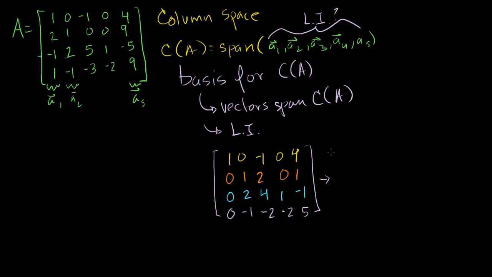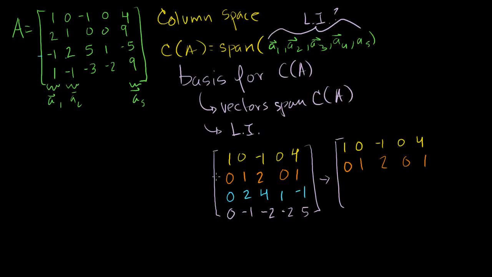Now let's do another round of row operations. Well, we want to zero all of these guys out. Luckily, this is already 0. So we don't have to change our first row or our second row. So we get 1, 0, minus 1, 0, 4. Our second row becomes 0, 1, 2, 0, 1.